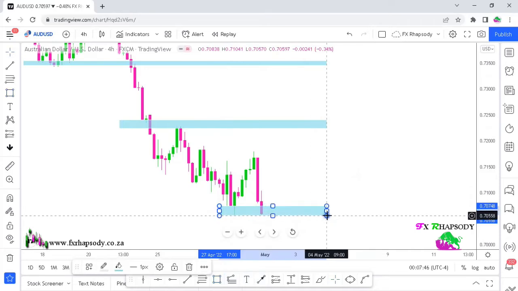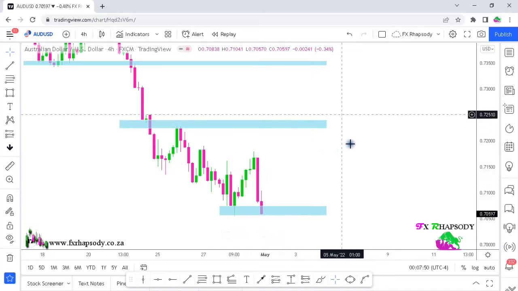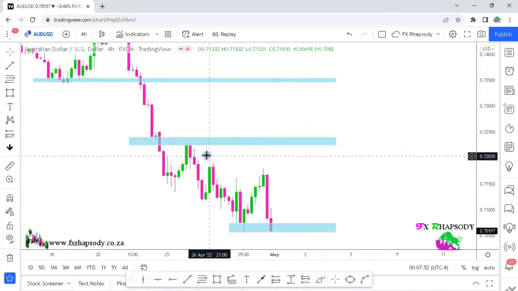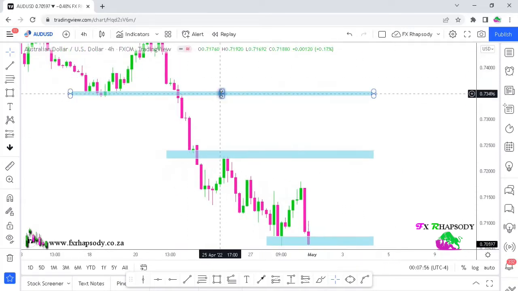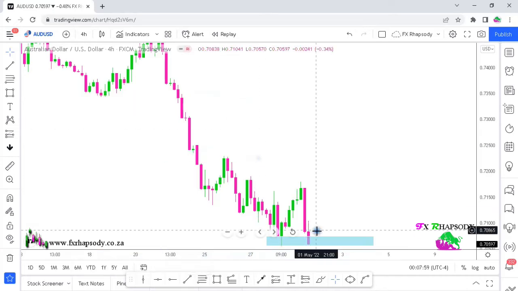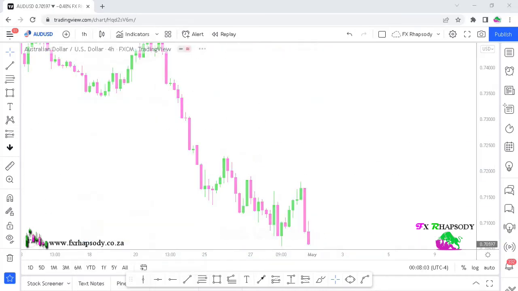Let's see if price breaks this area and continues to the downside, or will it start retracing back up, hitting some liquidity areas that are lying on the top here. Okay, so that is basically the areas that I've been marking out on the 4 hour, just to keep an eye on. On the 1 hour time frame.